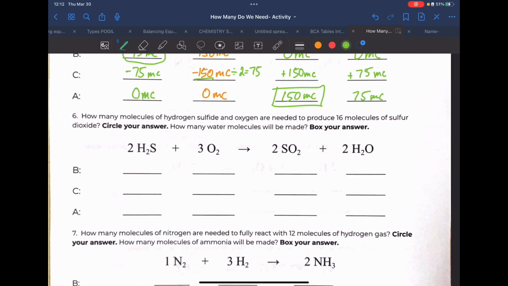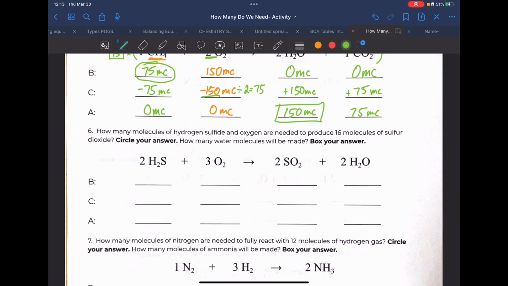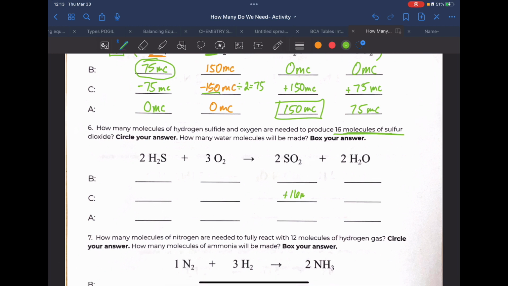Next. Again, give this a shot. Pause the video here. And now here we go. How many molecules of hydrogen sulfide and oxygen are needed to produce 16 molecules of sulfur dioxide? So now I'm producing 16 molecules of sulfur dioxide. This is like the first 3 that we did on the previous page.